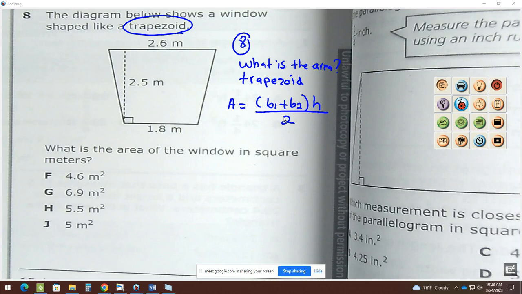Here we go. Did they give me the area? No, obviously not, because that's what they're asking me. What is the area? So A, leave it alone. So I'm going to drop it here. Base 1. Who's base 1? Who would be base 1? 1.8. Good, because 1.8 is the smaller one. But does it really matter? No. So I'm going to go ahead and just put 1.8. Who's base 2? 2.6. And who's the height? 2.5.